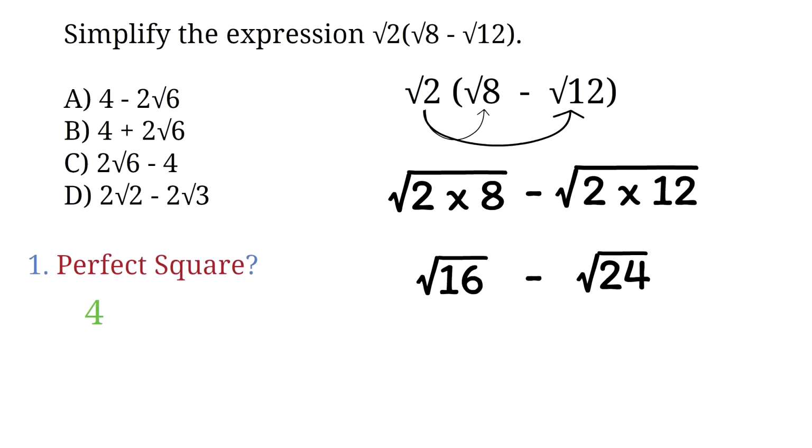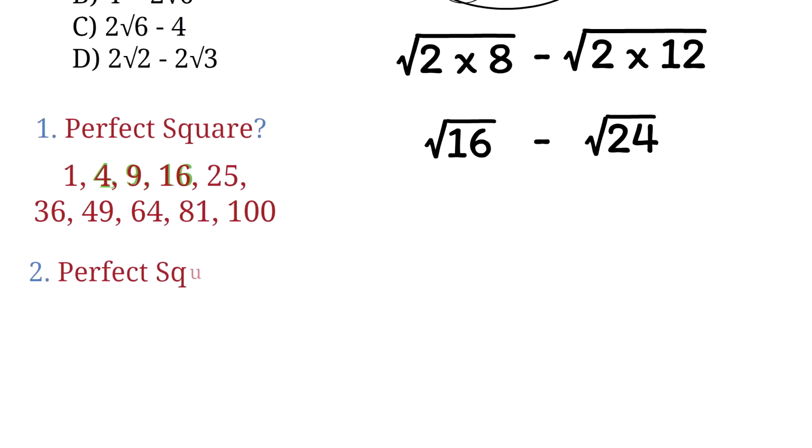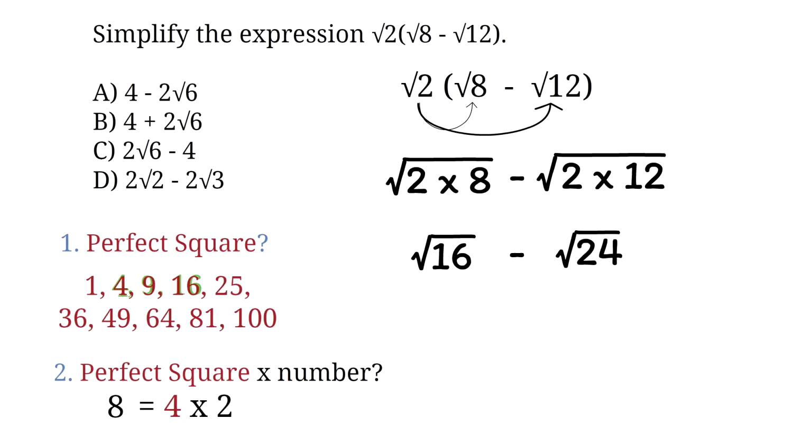4 is a perfect square. That is 2 times 2. 9 is a perfect square. That is 3 times 3. 16 is a perfect square. That is 4 times 4. Hope you get the point. Here is a list of the first 10 perfect squares. Two, can the number be written as a perfect square times another number? Example: 8 can be written as the perfect square 4 times 2. If you cannot use 1 or 2, then the radical cannot be simplified.